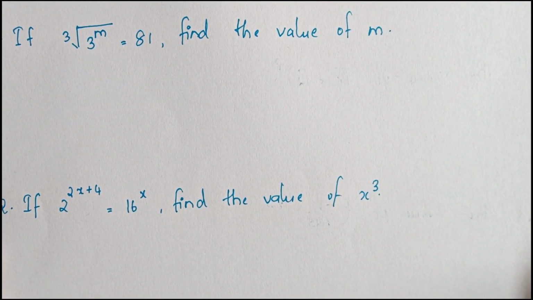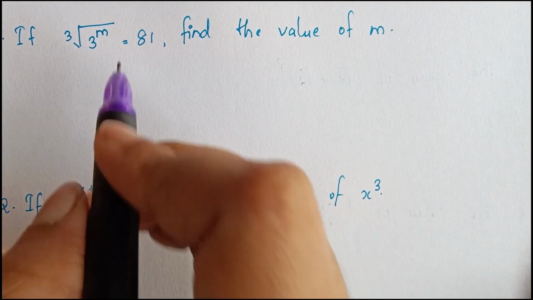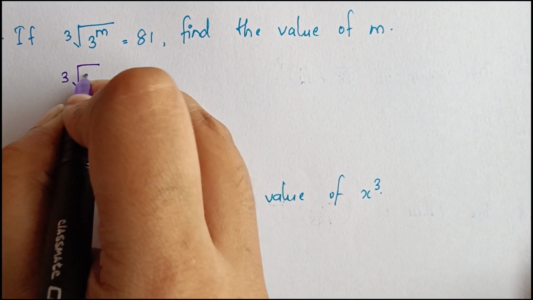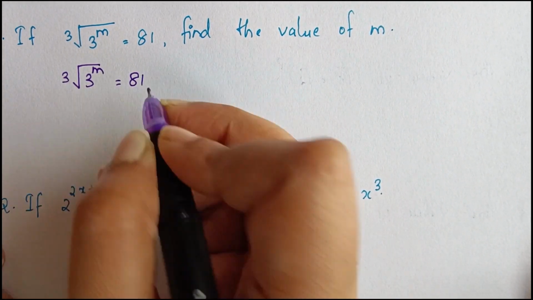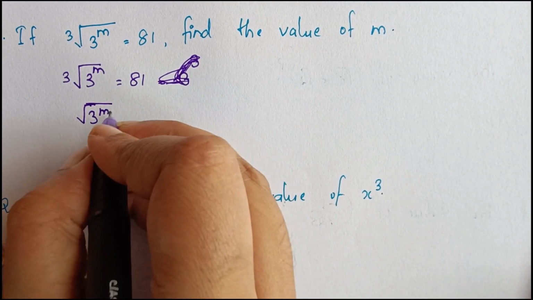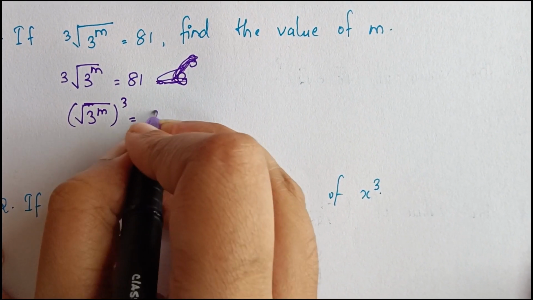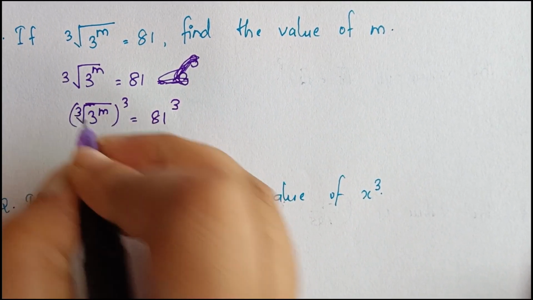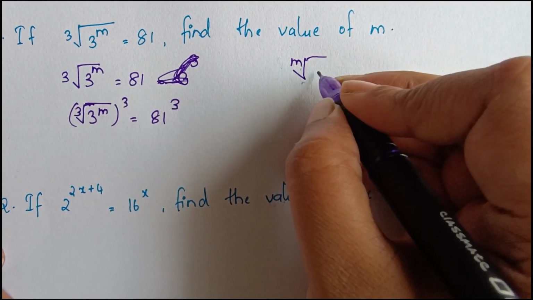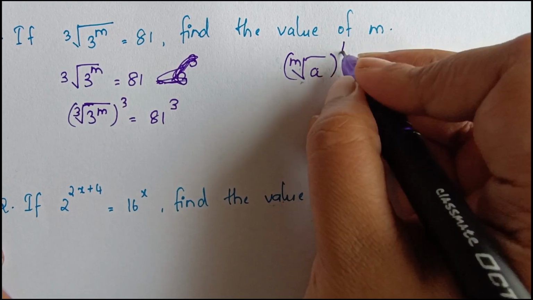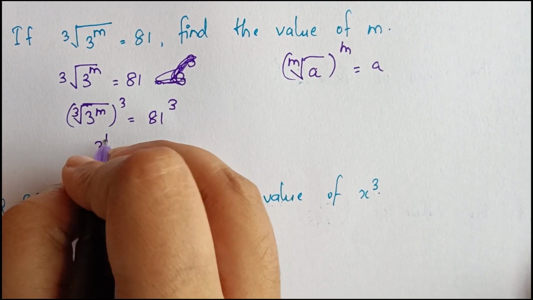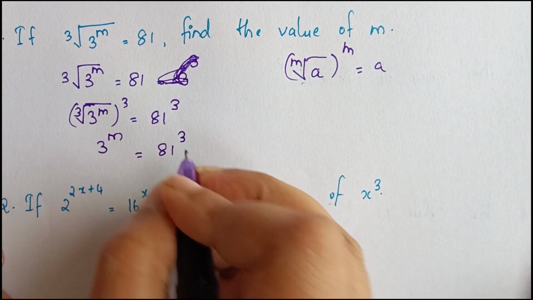Next question. If cube root of 3 raised to m is equal to 81, find the value of m. So cube root of 3 raised to m is equal to 81. Here we can cube both sides so that we can remove this cube root. We already know that the mth root of a, the whole raised to m, is equal to a. So the cube root of this number, the whole raised to 3, will be 3 raised to m, which is equal to 81, the whole cubed.